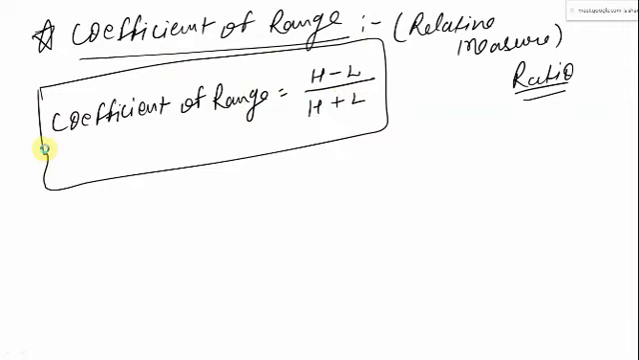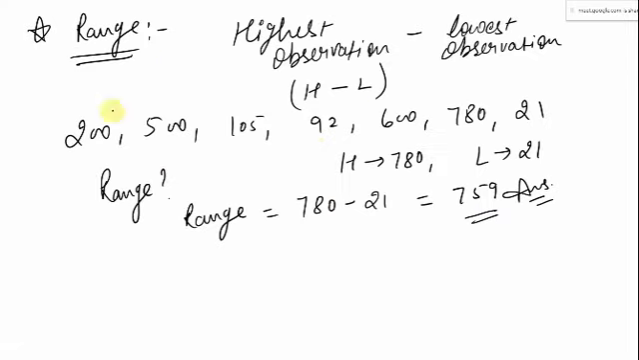We have understood the range, and if it is asked as a coefficient of range, then we can calculate it. It is used in very few cases. But yes, if we are studying all the measures of dispersion, we should understand this. So if we take the same example, can you tell me what will be the coefficient of range?